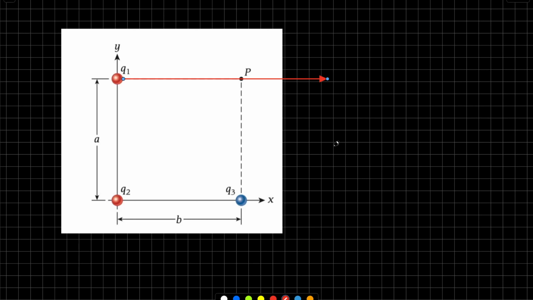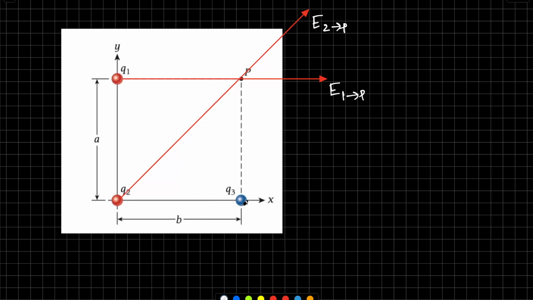So this is the electric field due to charge 1 at point P. Now what about Q2? The electric field produced by Q2, the direction will be just like this. Okay, this is the direction. So this is the electric field produced by charge number 2 at point P. Now what about Q3?